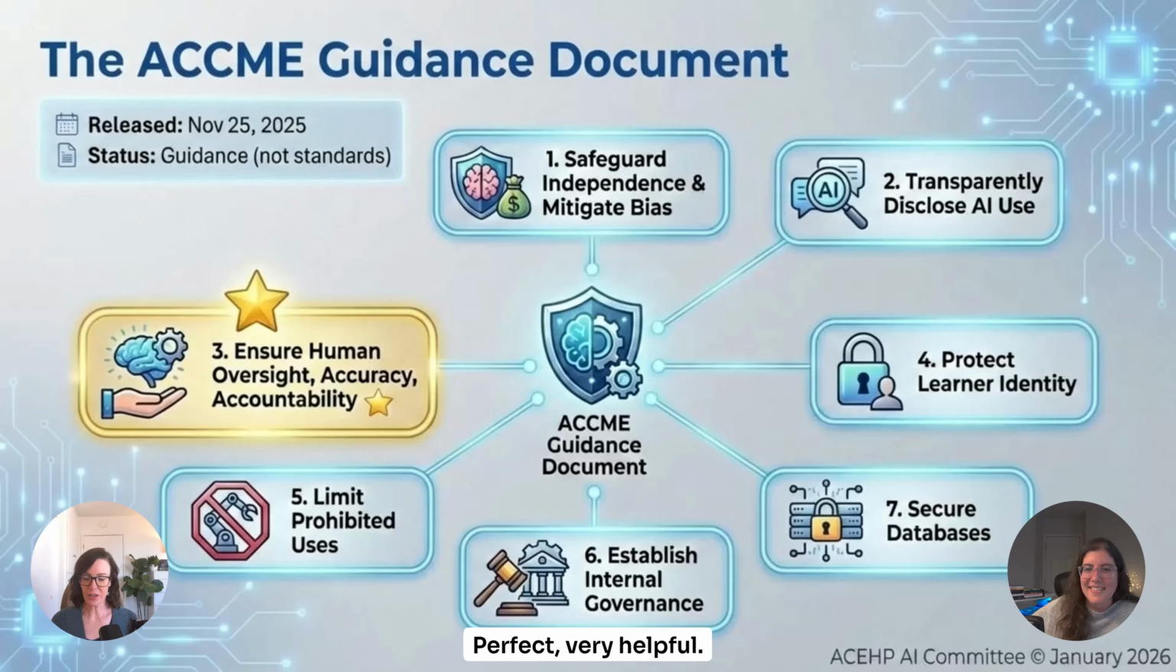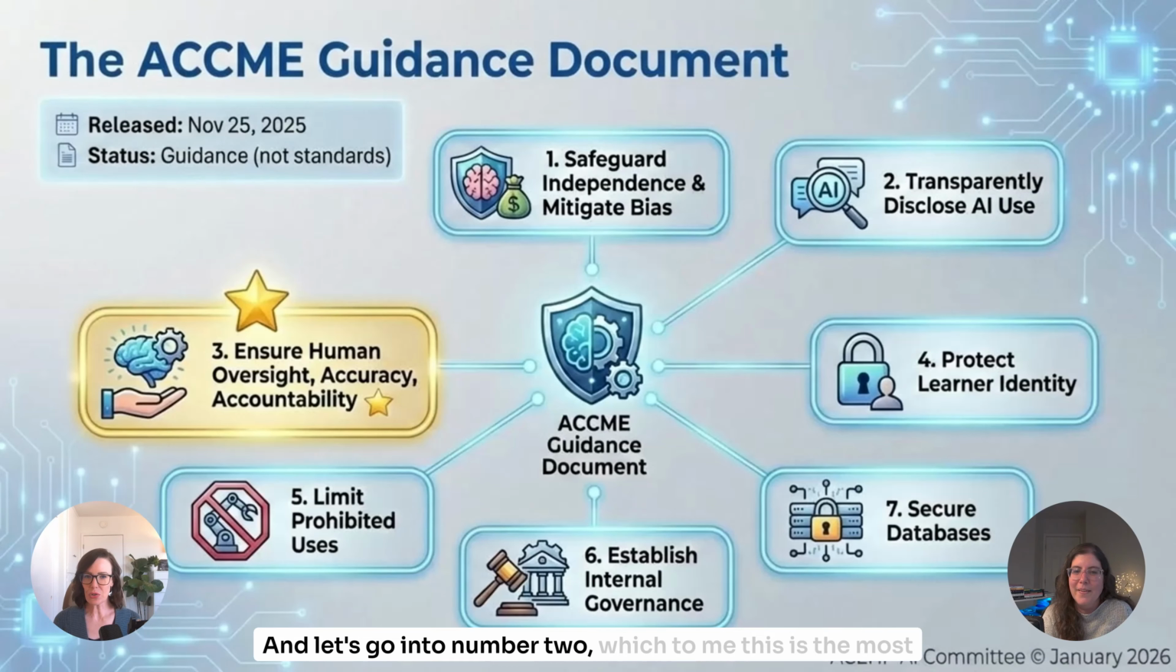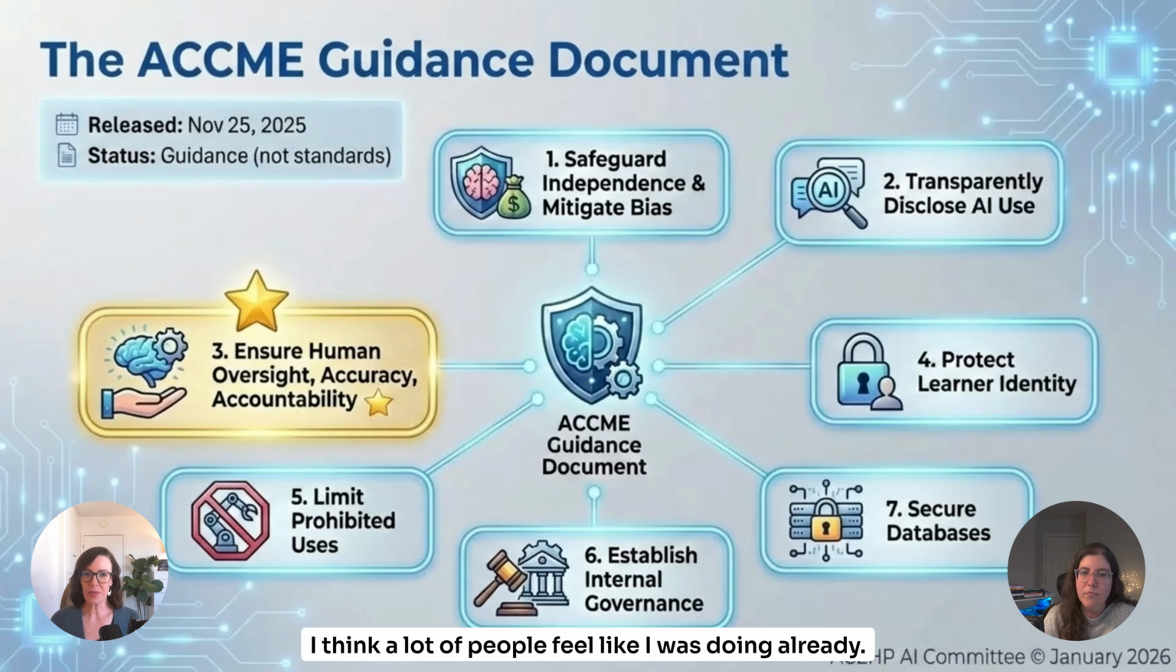Perfect. Very helpful. And let's go into number 2, which to me is the most interesting of the 7 points we're about to talk about, because all the other ones I feel like I was doing already. I think a lot of people feel like I was doing already. But this one, transparently disclose AI use, I think is the one that, not that it surprised people because it's very sensible, but it has made a lot of people think about, well, what do you mean by that? And how do I do that? So what do you say to that question?